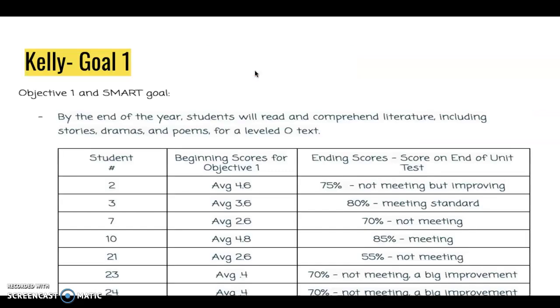Here you can see Kelly's analysis of goal number 1. We concluded that at the end of the year, students still had many learning gaps, but that they were performing significantly better in reading and correctly answering 3 comprehension questions for Level O texts.